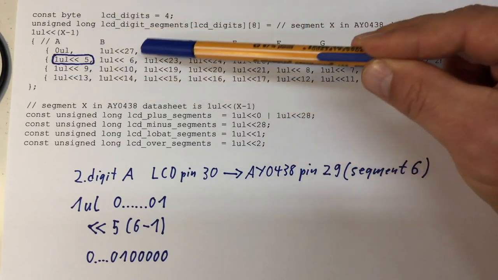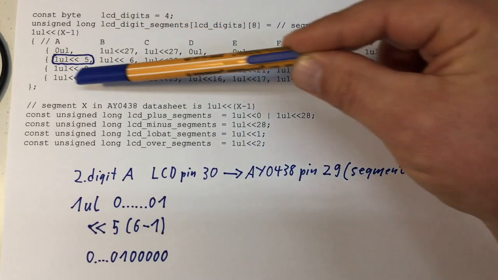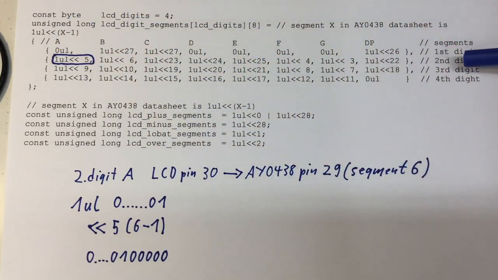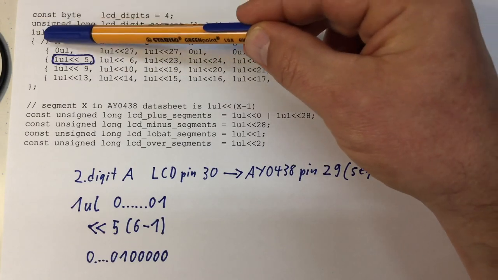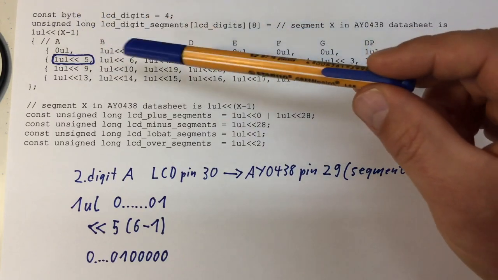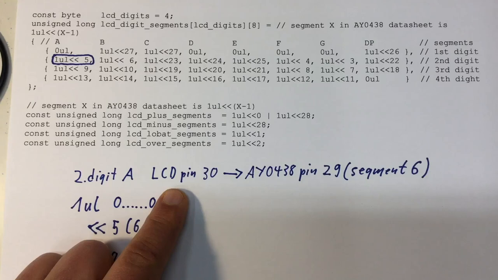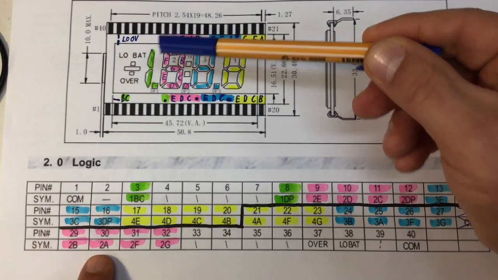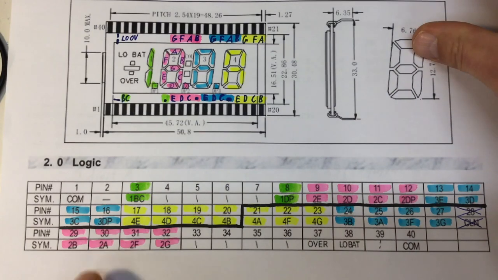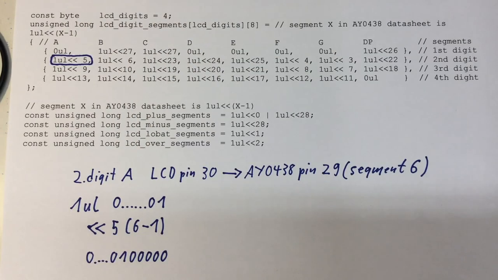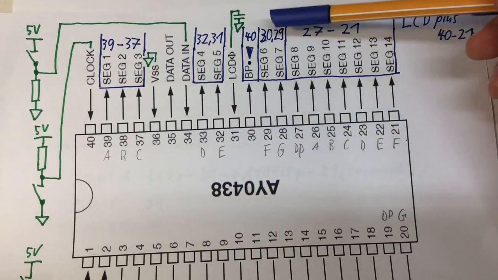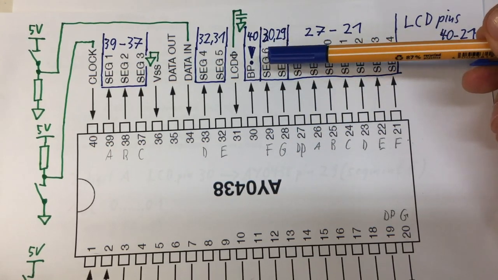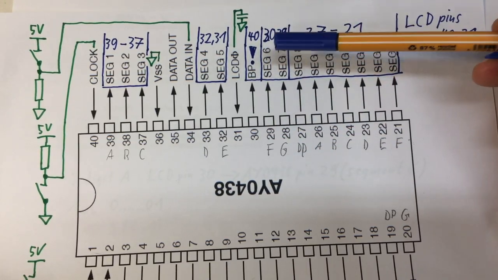Now, there's a little bit of bit banging going on in here for each digit and segment. Just as an example, let's take from the second digit the segment A. This is on my LCD pin 30. So A is on pin 30. And I connected that to my controller here to pin 29, which is the output from the 32-bit word in the latch for segment 6.